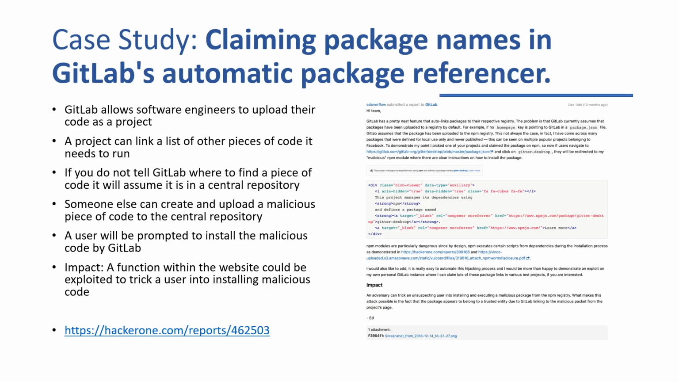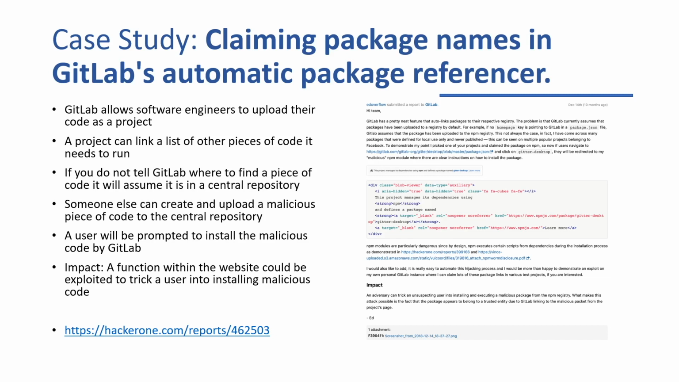So finally, we have claiming package names in GitLab's automatic package referencer. It's a very complex bug, but I think it's interesting to talk about just because of the different impact it has to all of the other ones. So GitLab is a website that allows software engineers to upload their code as a project. A project can then link to other pieces of code it needs to run. So if you were to download a piece of code, how does it run?